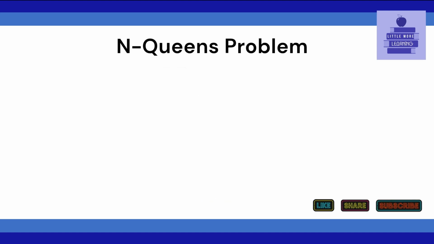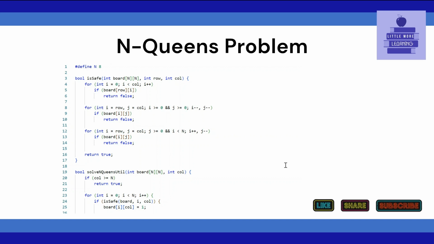A classic example of backtracking is the n-queens problem. The challenge is to place n queens on an n-by-n chessboard such that no two queens threaten each other. This means no two queens can share the same row, column, or diagonal. Let's look at the C++ code for the n-queens problem.